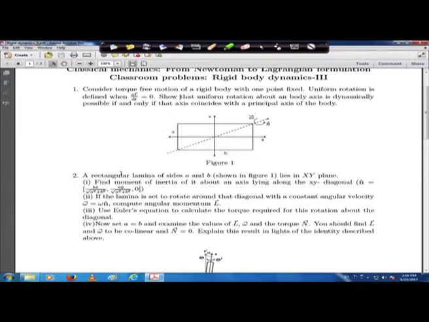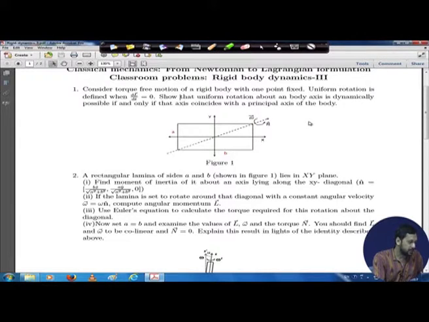So this theorem, this identity, is something which we are going to understand in more detail when we are doing our next problem. So the next problem is a problem of a rectangular lamina. Rectangular lamina which has sides A and B, which is shown in the figure, and it lies in the xy plane. Now in this plane, we define an axis of rotation which runs through the diagonal of this lamina.